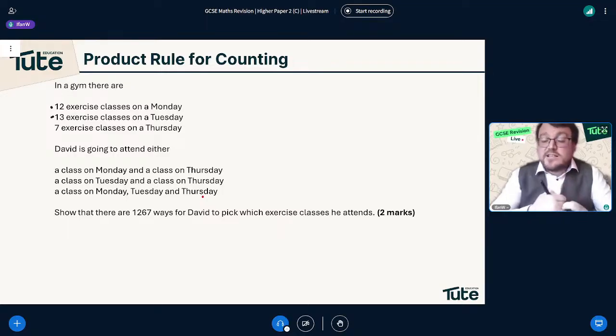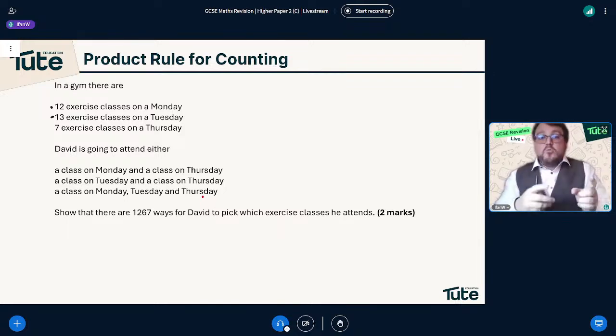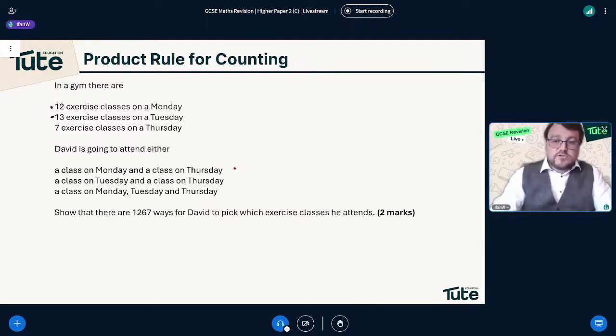So as it says in the title there, this is a product rule of counting. You're trying to show how many different variations David could choose. How you do that, of course, is by multiplying. It says product rule for counting. Product is the end result when you're multiplying.